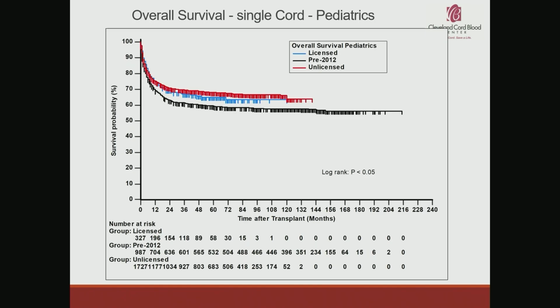So here is overall survival. This is after single cord transplants in pediatric patients. In black, you see the historical survival rates, and then in red and blue, the survival rates for patients that have received either licensed or IND units. And you don't really see a difference there. On the bottom, you can see the numbers at risk over time. There's a statistical difference between the historical and then the IND and BLA units used more recently.